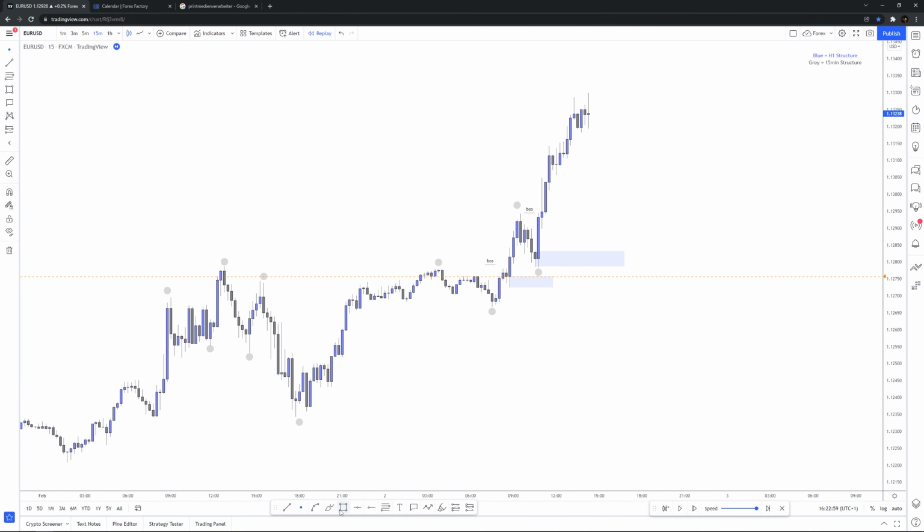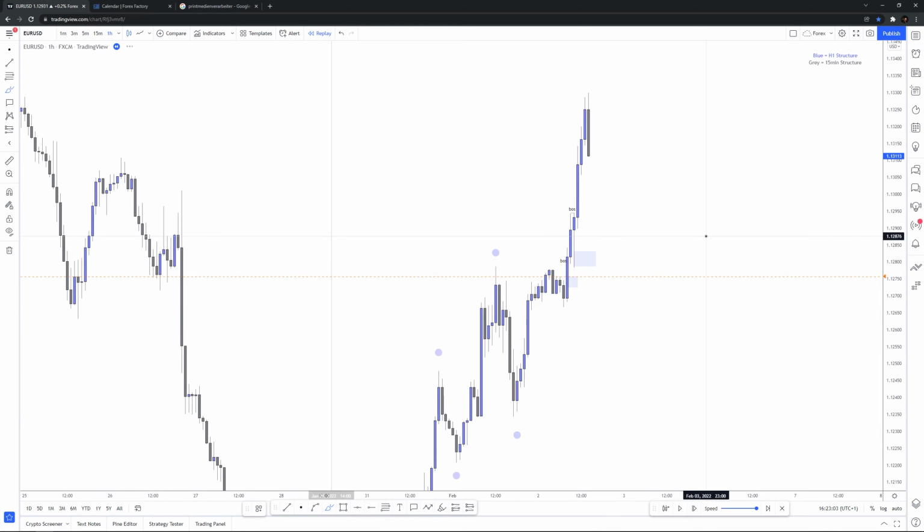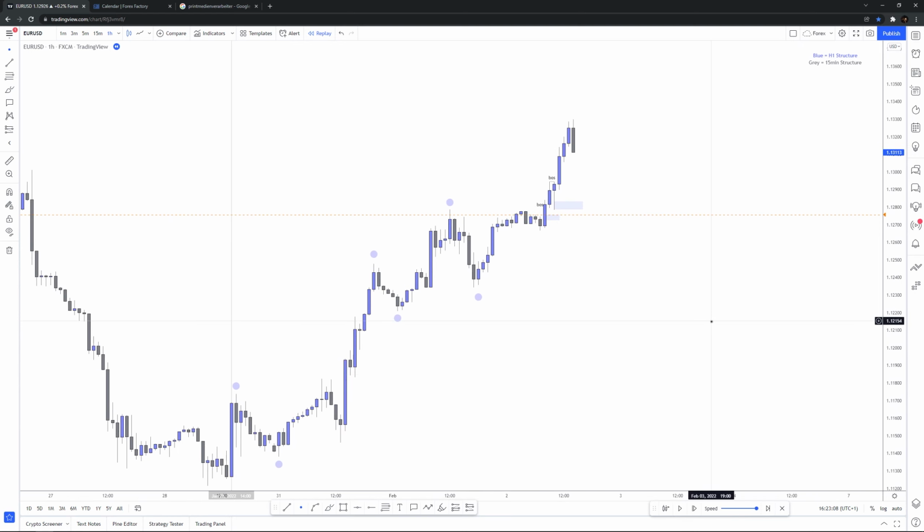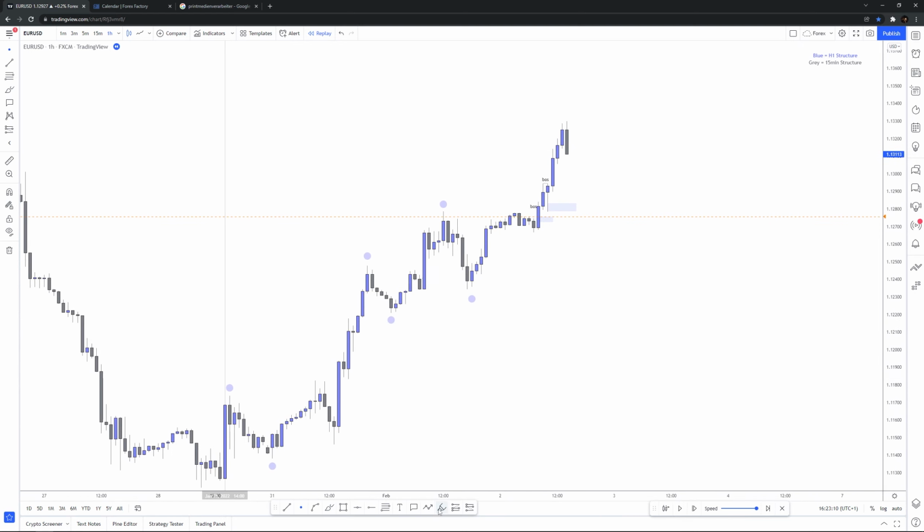So first of all, we go over the 15-minute structure. We can go over the 1 hour structure as well. And now, as you can see right here, we are clearly in the bullish direction. Price is forming higher highs and higher lows. So we had a higher high, a higher low, higher high, higher low, and another higher high. And we now look for potential higher low on the 1 hour chart.